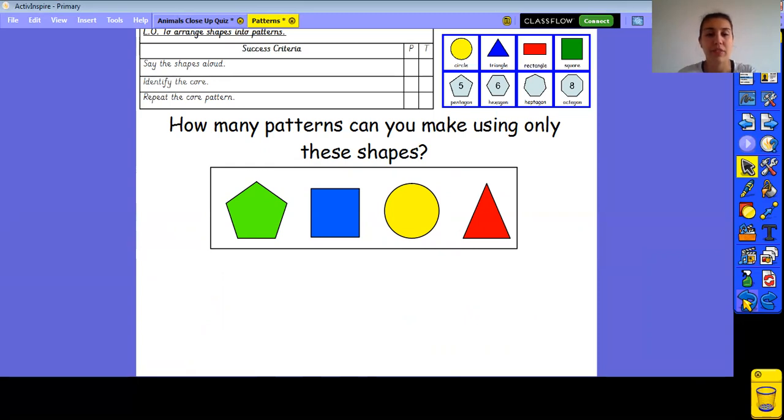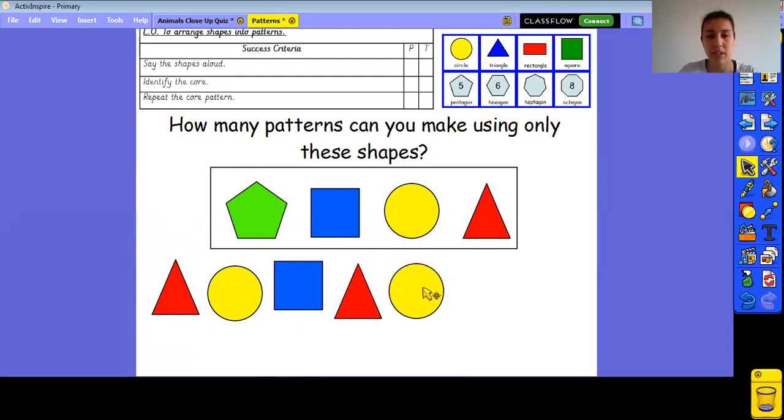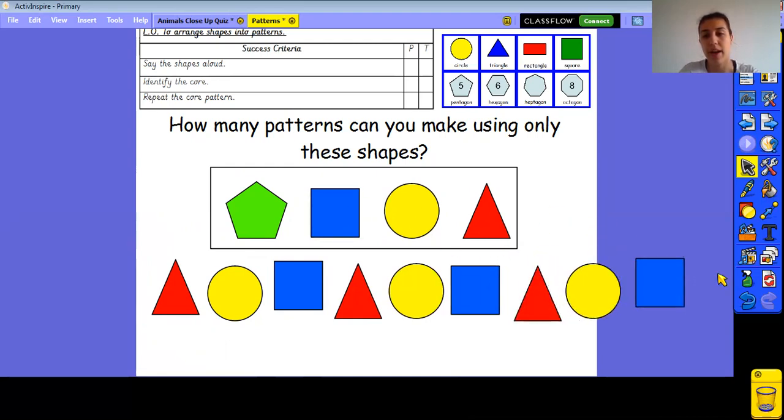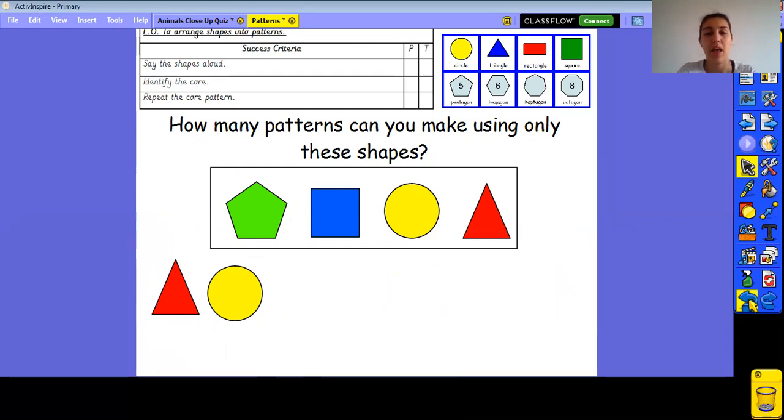And then maybe I could increase my core to have 3 shapes. So let's say I've now got triangle, circle, square. If that's my core, then that needs to be repeated again. Triangle, circle, square. Triangle, circle, square. Fantastic. Maybe I could have another combination of 3, this time including my pentagon.